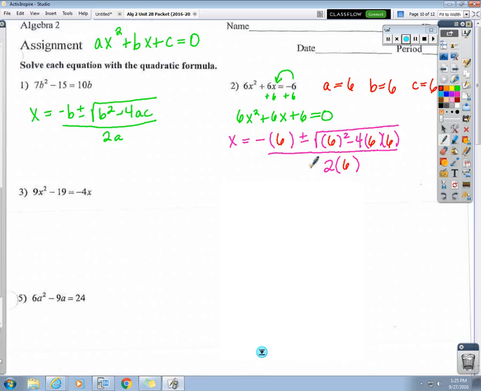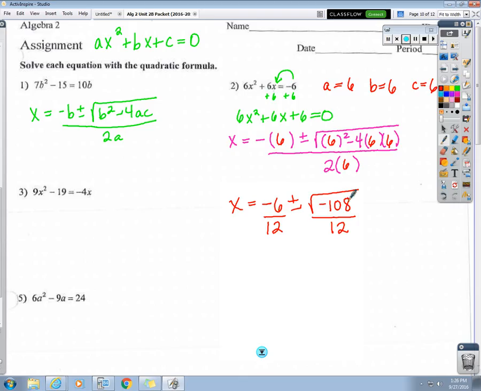The discriminant. Everything up under the radical is called the discriminant. So go ahead and type that in. And what do you get? Negative 108. And then over what? 12. So at this point, I'm going to go ahead and break it apart and put the 12 underneath each part.